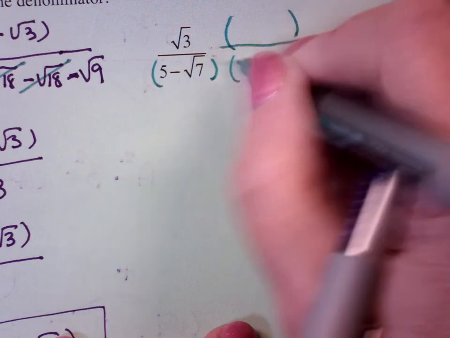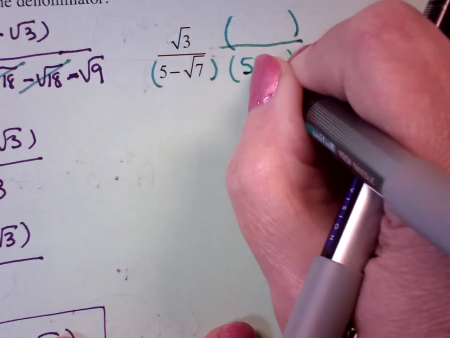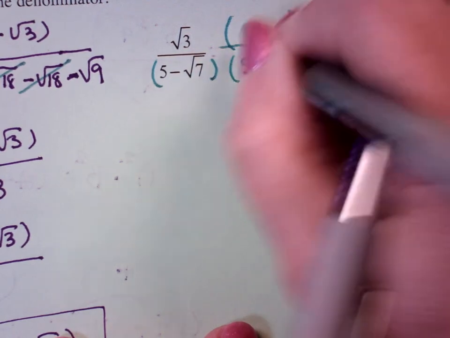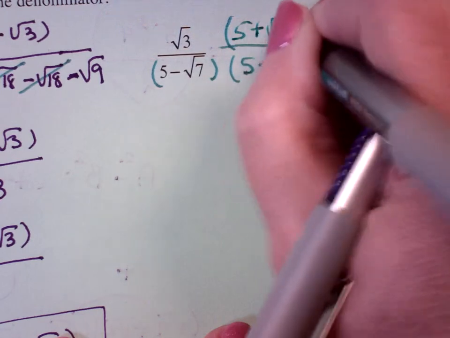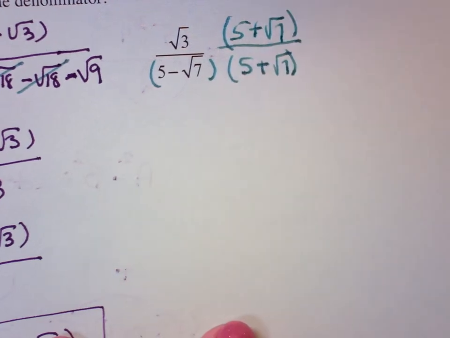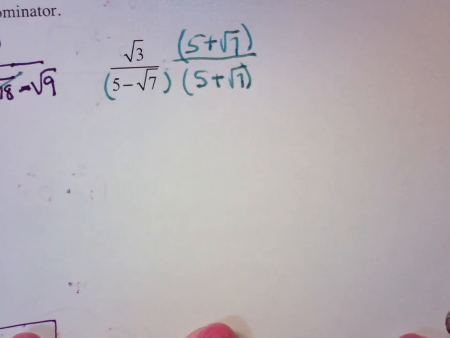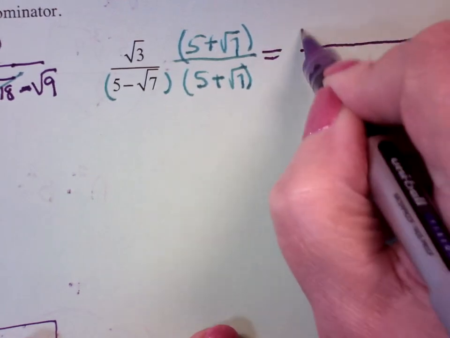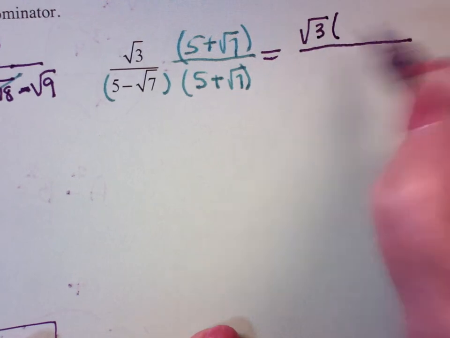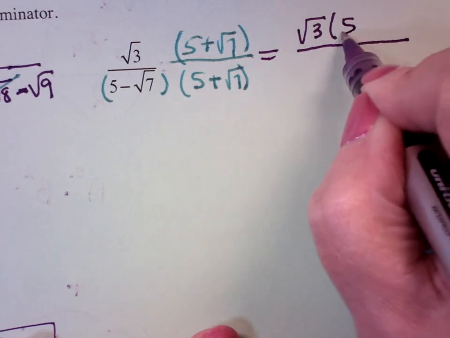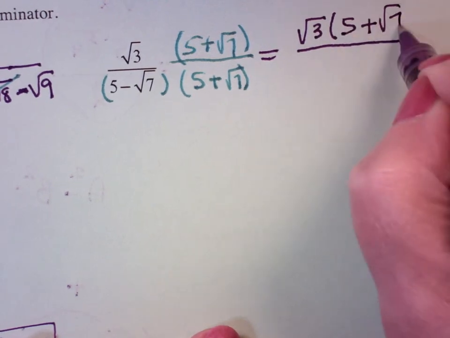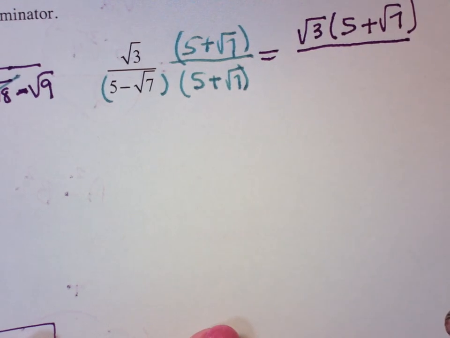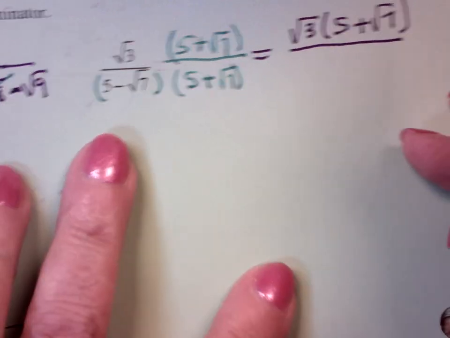This is 5 minus the square root of 7. I'm going to multiply by 5 plus the square root of 7, its conjugate. Again, I'm going to take the square root of 3, leave it on the outside, 5 plus the square root of 7, and then FOIL the rest.